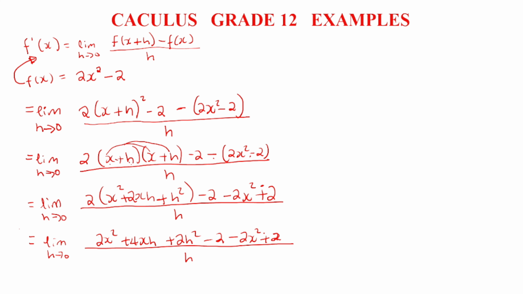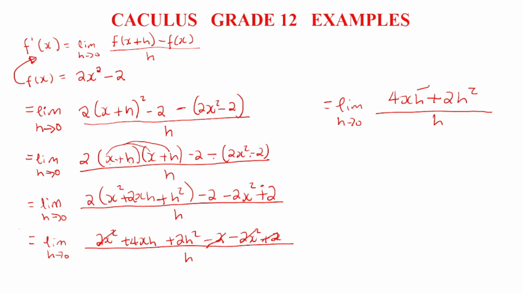Right, great stuff. Okay, now let's have a look at which terms are like. I have got a positive 2x squared there and a minus 2x squared there. Then I've got a negative 2 and a positive 2 there. All right, okay, so what we are left with now is lim when h approaches 0, all over h. You're going to be left with 4xh plus 2h squared. Okay, great stuff.